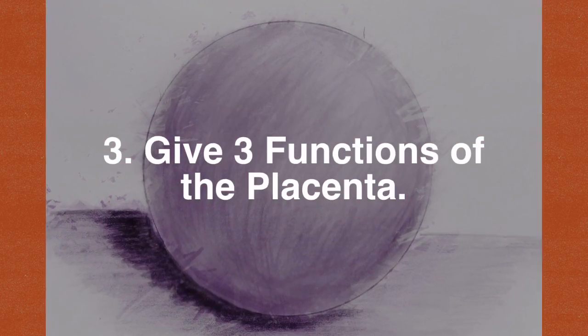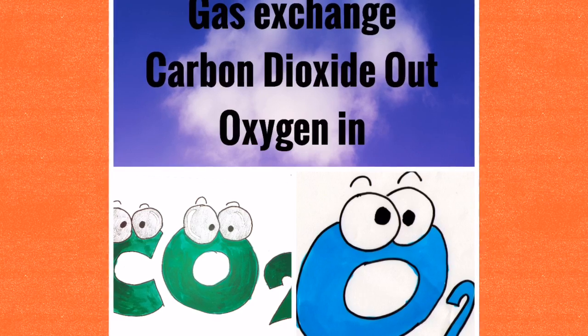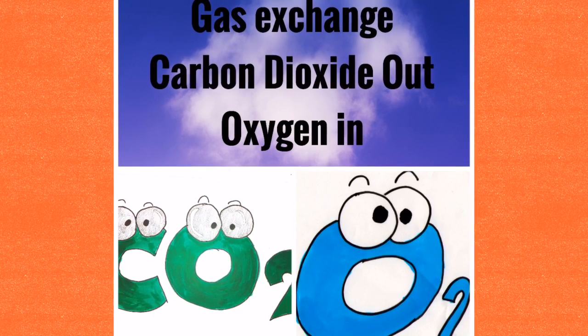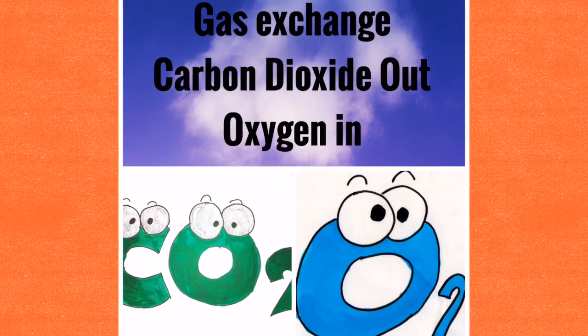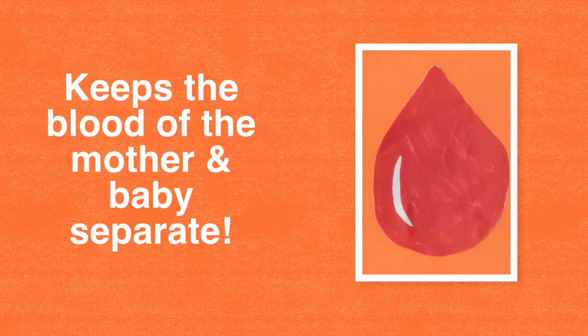Give 3 functions of the placenta. The first is gas exchange. Oxygen is passed from mother to fetus via the placenta, and carbon dioxide is passed from fetus to mother for excretion via the placenta. The placenta keeps the blood of the mother and that of the baby or the fetus separate, and this is very important in case there was a compatibility issue.